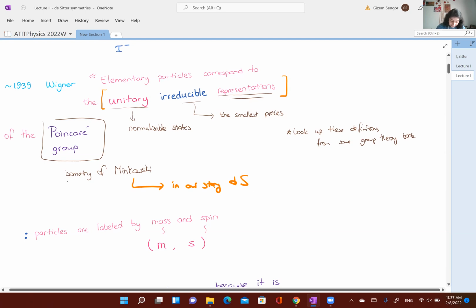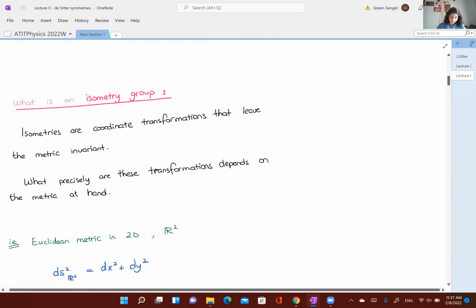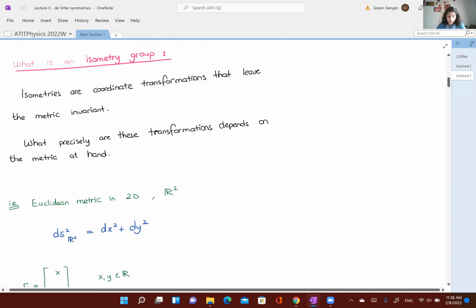But now, what does it mean? What does an isometry group mean? Isometries are coordinate transformations that leave the metric invariant. Now, what precisely these transformations are changes from metric to metric. It depends on what metric you are working with. So our goal for this lecture is to find the isometry group for de Sitter spacetime.